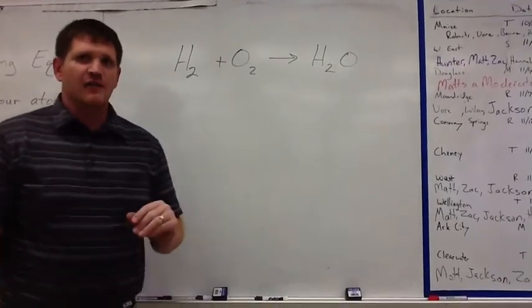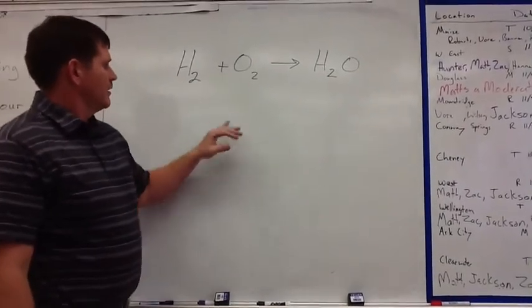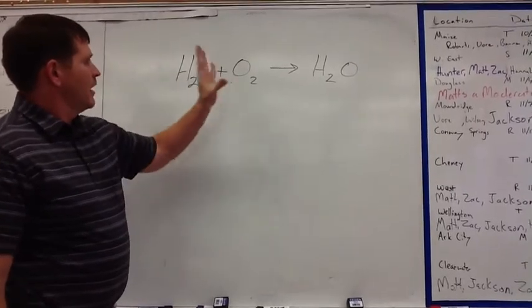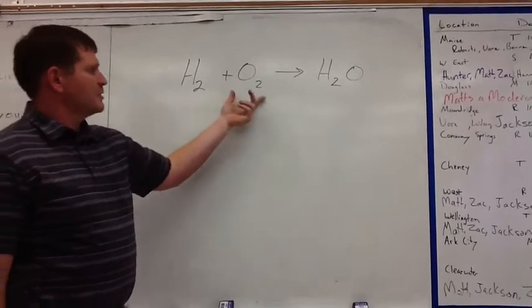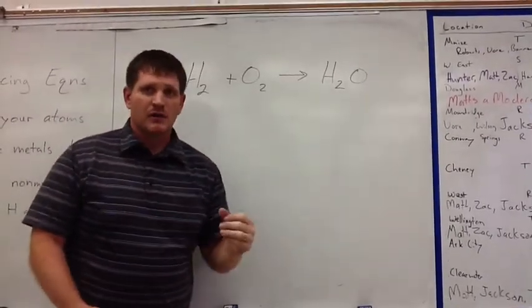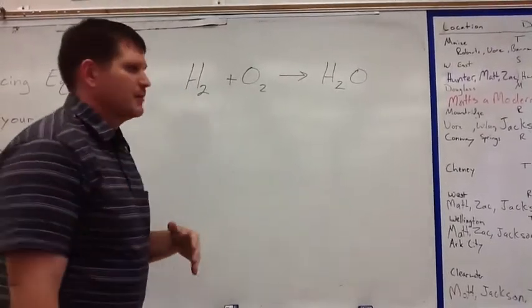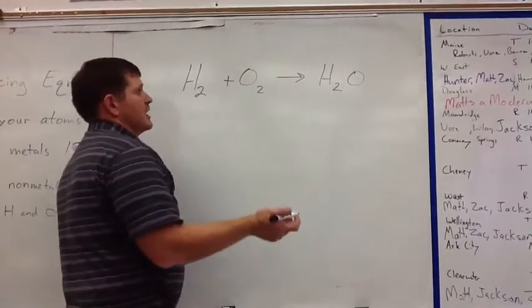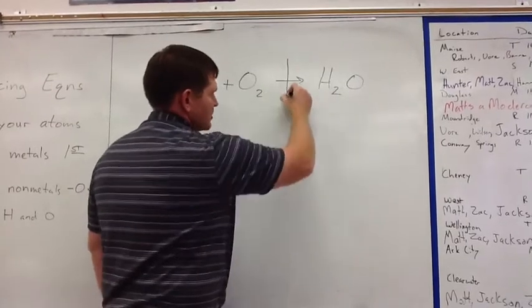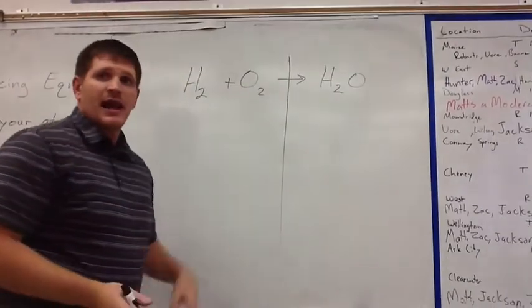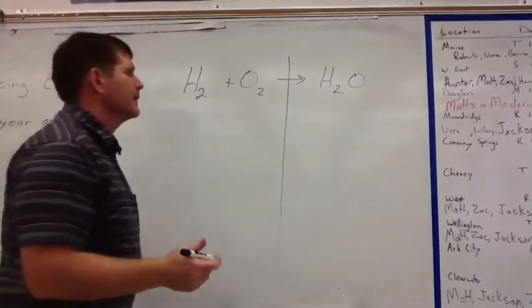Beginners, just straight off the floor, how we do this. So I have hydrogen gas plus oxygen gas yields water. Okay, it's a pretty simple equation. Now my first step when I balance equations is to count atoms. So what I'm going to do is split it in half. I'm going to count what's on the left, I'm going to count what's on the right.